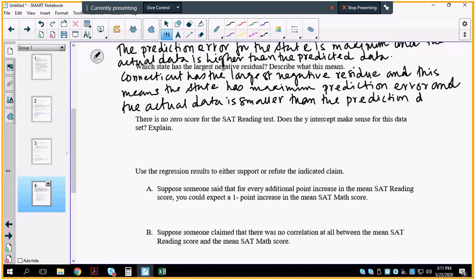So this time we overestimated, because our estimation is bigger than the actual data. So you overestimated the mean SAT math score for Connecticut.